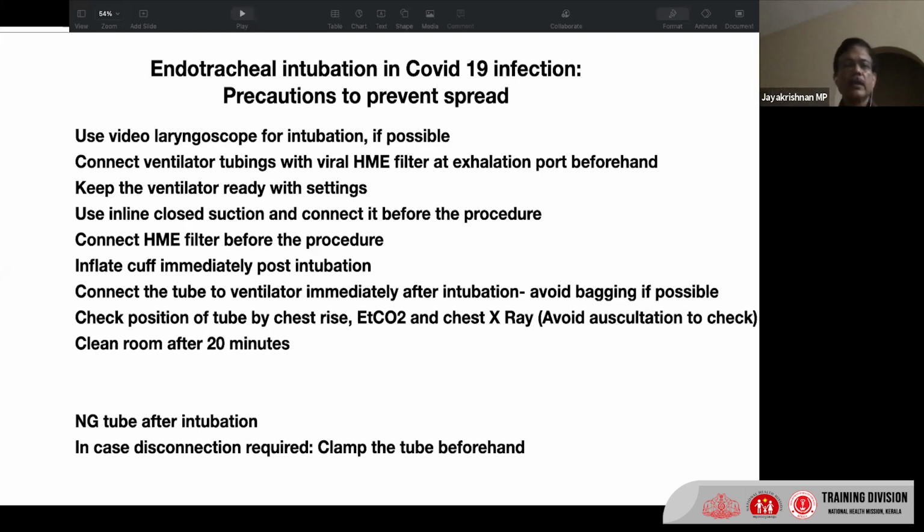And closed suction is very useful in preventing aerosol generation. If you disconnect frequently, it's a big problem. It can sometimes result in loss of PEEP and the child might further worsen. So it's better that you don't disconnect the child from the ventilator frequently. If you use an inline closed suction, it's always useful. And this HME filter on the expiration limb, I told you, connect it before you actually do the intubation. And inflate the cuff immediately. The endotracheal tube cuff needs to be inflated immediately post intubation, because a peritubular leak could sometimes be a health hazard.